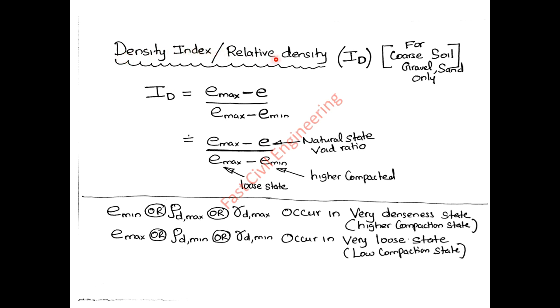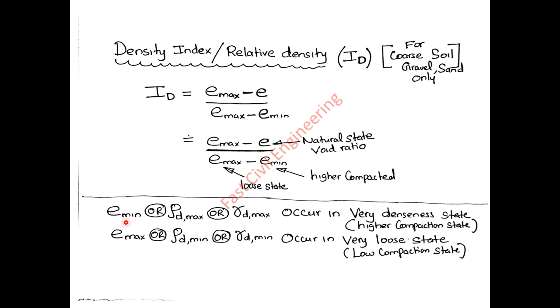Density index or relative density, notation ID. This is usually for coarse soil. Coarse soil means gravel and sand, that is, soil highly influenced by gravel and sand. This ID, density index, is equal to e max minus e over e max minus e minimum. Here e means void ratio.